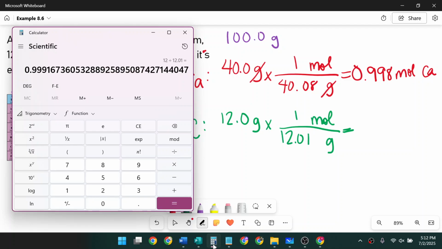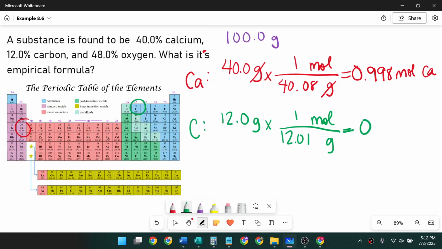And we can divide that to figure out how many moles we have of carbon. So this time we have so many 9s in a row that when we keep them, all we have is 0.999. You can see that both of these first two are very close to 1.